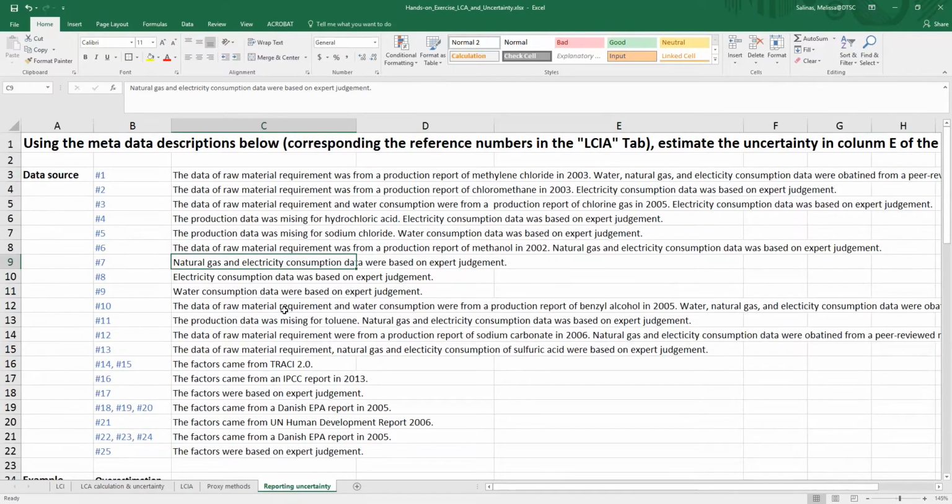So this is the kind of way in which we can reduce the number of data that you have to investigate in terms of their uncertainty, by looking at the major contributors. And you can do that at the elementary flow level, characterized results level, or weighted impact level.